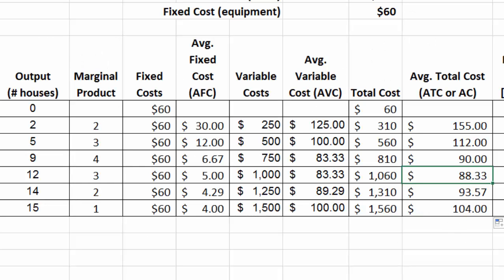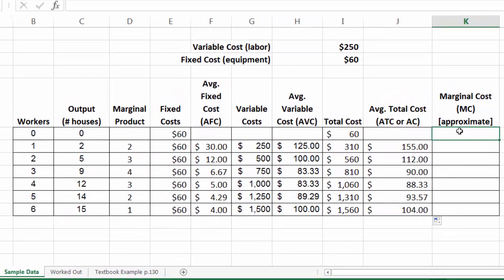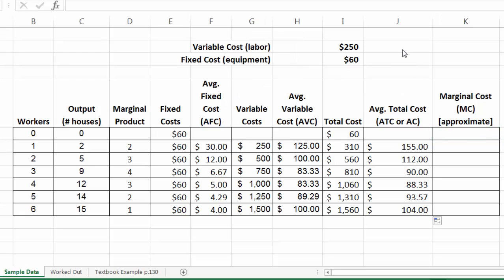Okay, and that brings us to marginal cost. Now, to technically calculate marginal cost, we would be talking about the change in cost with a 1 unit change in output. And you'll notice here I'm not dealing with 1 unit changes in output. I'm dealing with 2, 3, 4. Here I'm dealing with a 1, but I'm dealing with more than 1 unit changes in output. So I can't actually technically calculate the pure marginal cost function. What that would look like is this.